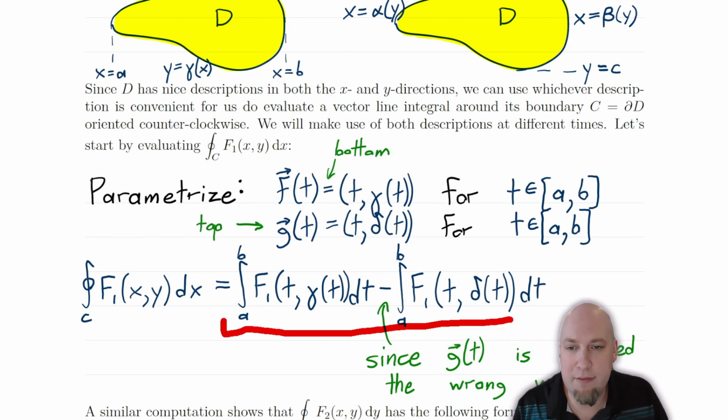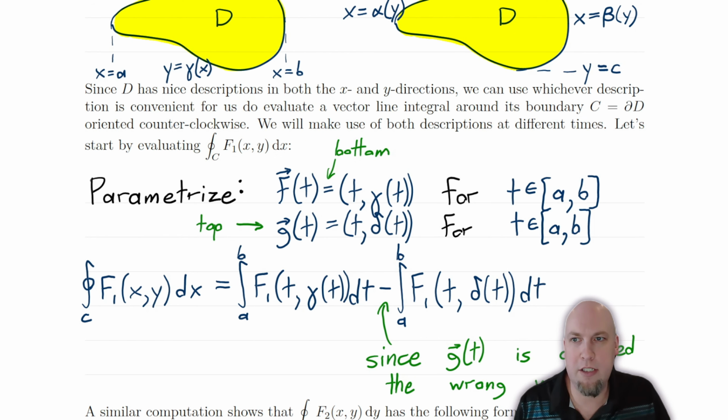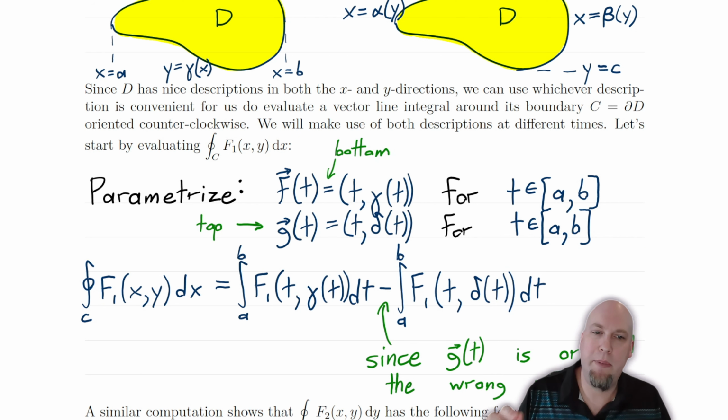And I need a sum of two integrals because I don't want to just integrate along the bottom curve, right? I want to integrate all the way around, okay? Bottom curve and then top curve, okay? So I've got to add up these two integrals. And then I've got to be a little bit careful here.